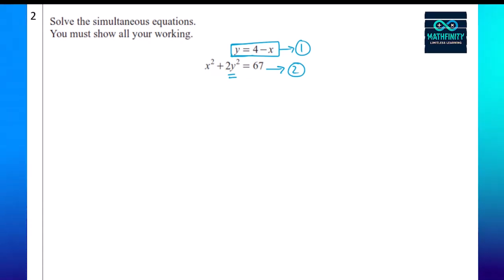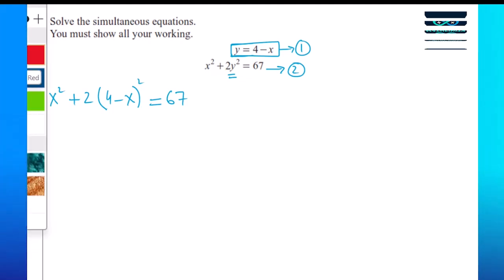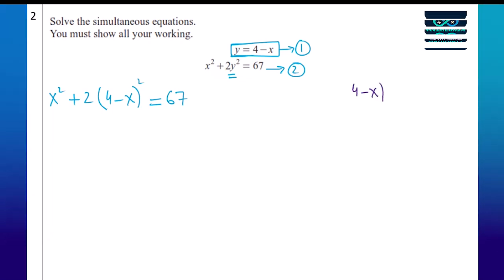Let's see, x square plus 2. In place of y, I have to write the value of y, that is (4 minus x) whole square, equal to 67. We have to open the square (4 minus x) whole square. How to open the square? You have to write the same thing 2 times, (4 minus x) whole square, or you can use the formula.